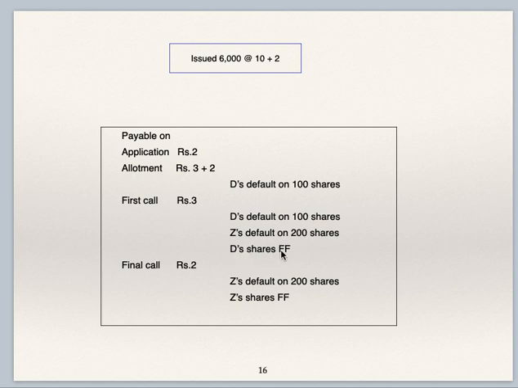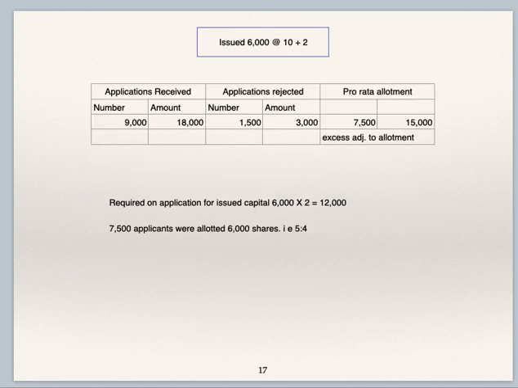So after first call, D's 100 shares they have forfeited. Final call is rupees 2. Z's default on 200 shares, because D's shares they have already forfeited. After final call, Z's shares are also forfeited.